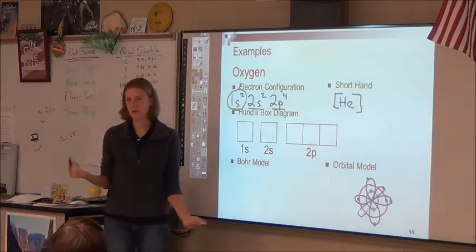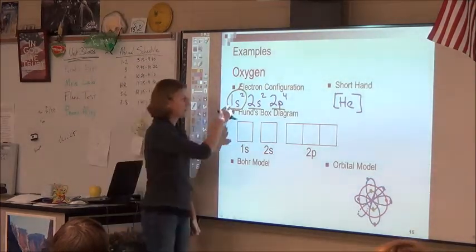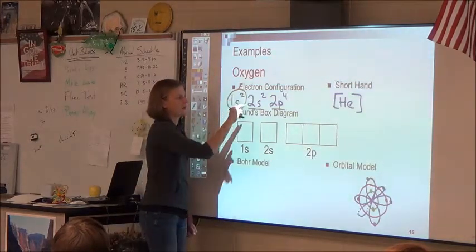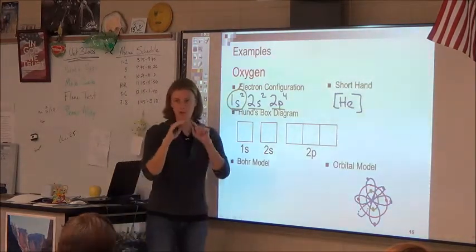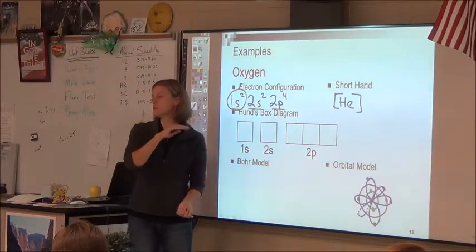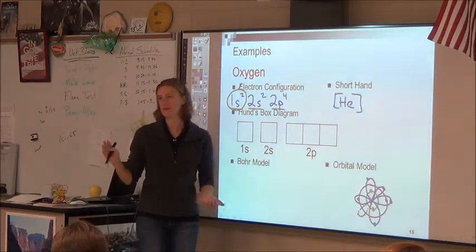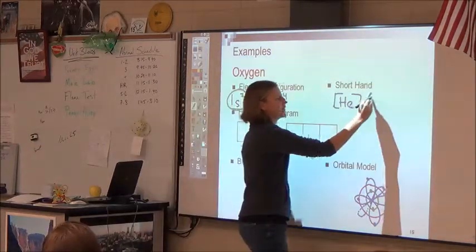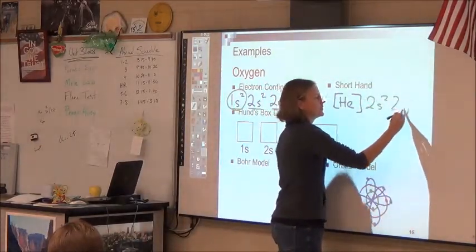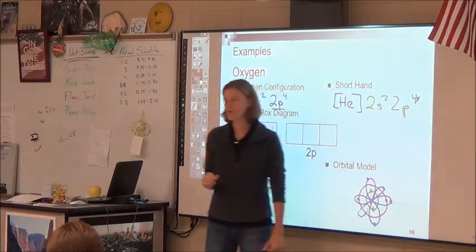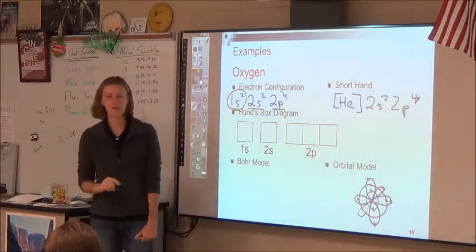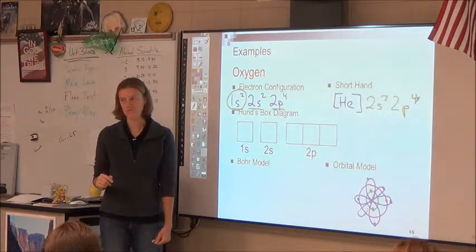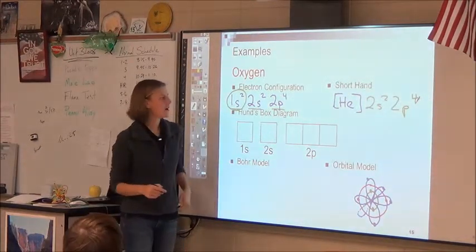If I had said do an electron configuration for helium, we would have just done 1s2. So helium represents this part, and then we put the noble gas that came before in brackets, and then we just do the row that you're currently in. Oxygen's row is row 2, so I would write 2s2, 2p4. Obviously not much shorter for oxygen, but for something towards the bottom of the periodic table, that's going to be significantly shorter.